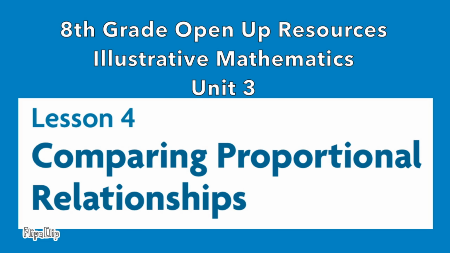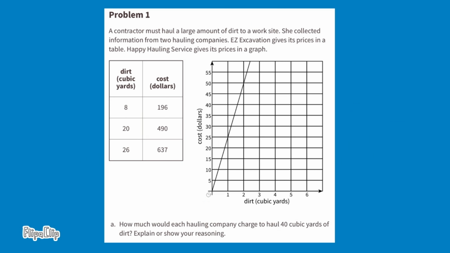8th grade Open Up Resources, Illustrative Mathematics, Unit 3, Lesson 4, Comparing Proportional Relationships. Problem number 1. A contractor must haul a large amount of dirt to a work site. She collected information from 2 hauling companies. Easy Excavation gives its prices in a table. Happy Hauling gives its prices in a graph.